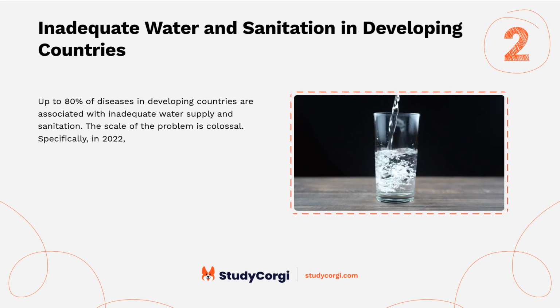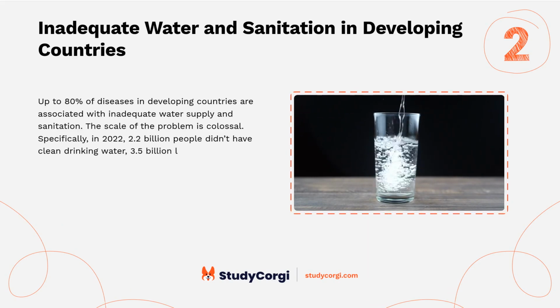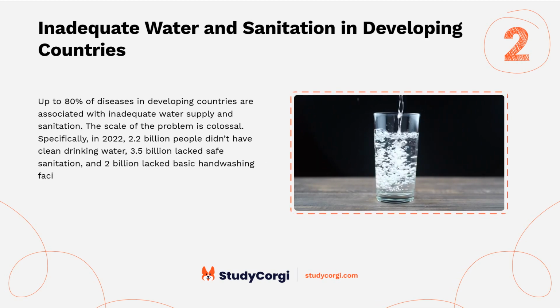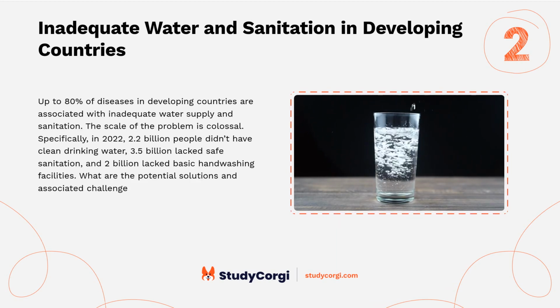Specifically, in 2022, 2.2 billion people didn't have clean drinking water, 3.5 billion lacked safe sanitation, and 2 billion lacked basic hand-washing facilities. What are the potential solutions and associated challenges? We invite you to discuss them in your essay.